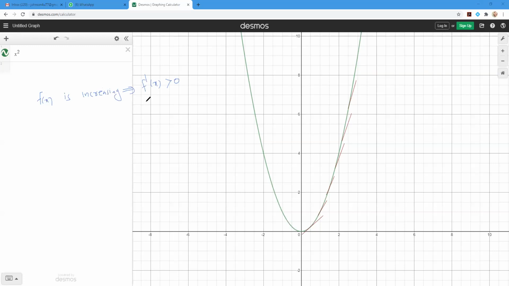f dash x means slope of the tangent. The geometrical meaning of the derivative that we saw was the slope of the tangent. And so here you have seen that when the function is increasing, all the tangents have positive slope. That means the function is increasing, meaning slope is positive. That means f of x is increasing, meaning f dash x is greater than 0.